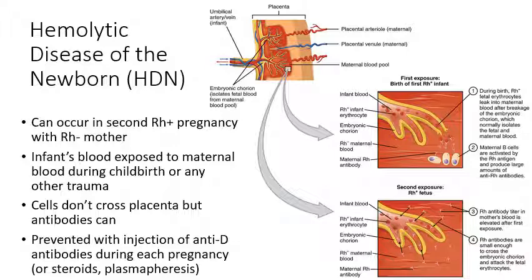Or you could do plasmapheresis, where you actually remove plasma from the mother's body, filter the antibodies out of it, and put it back in. That's kind of dangerous to do, so you don't do that type of thing lightly. Right, so there's a variety of treatments for this.